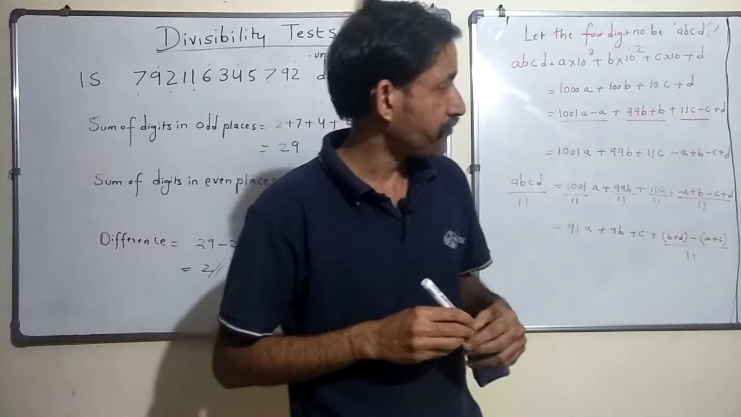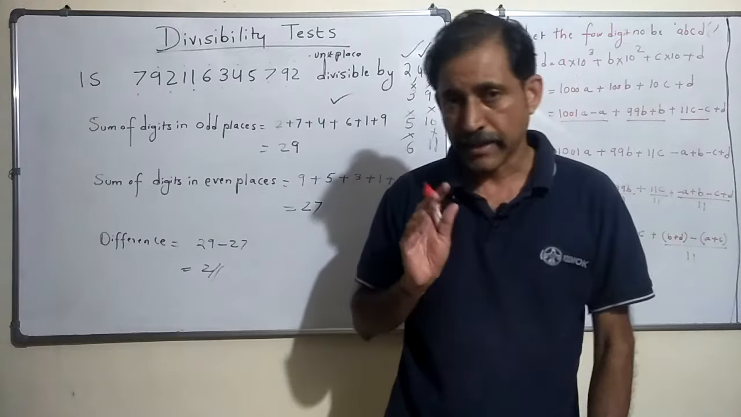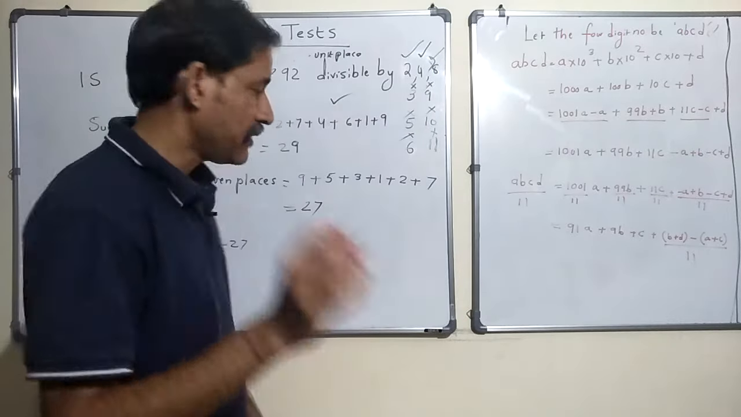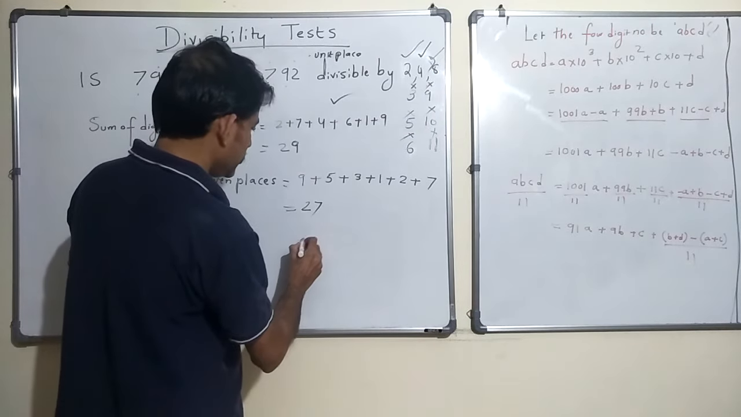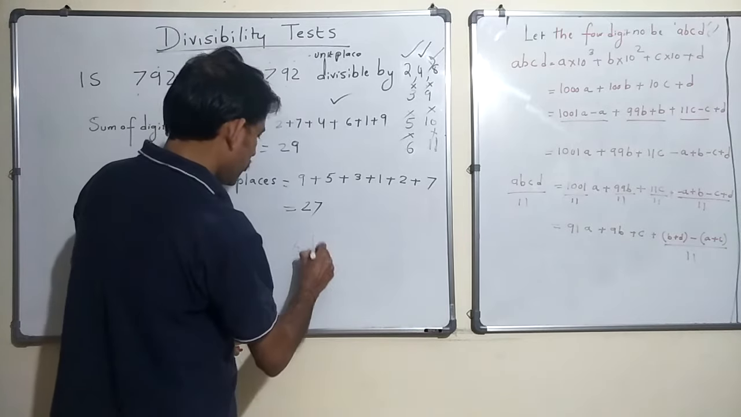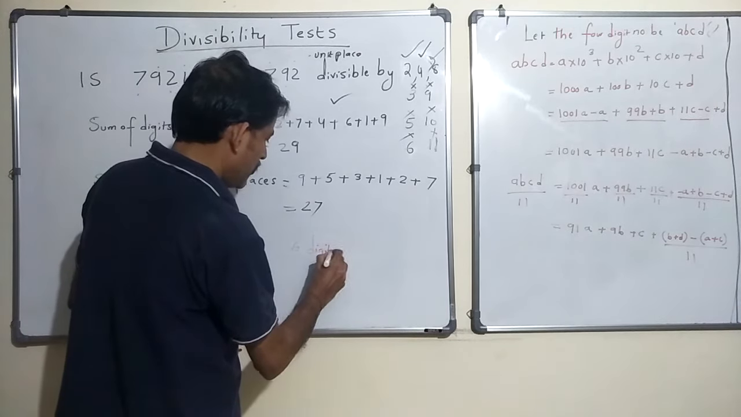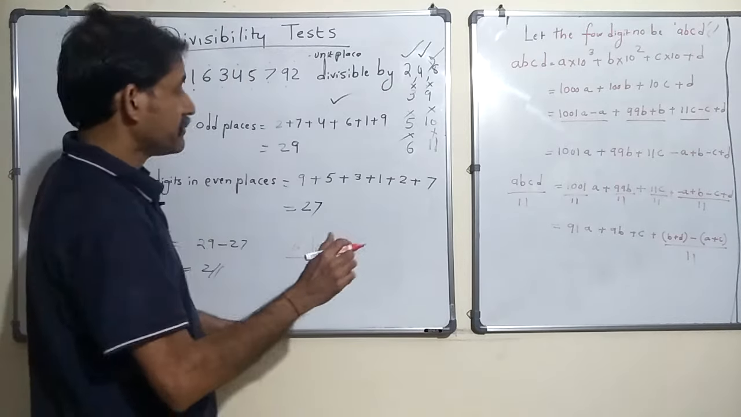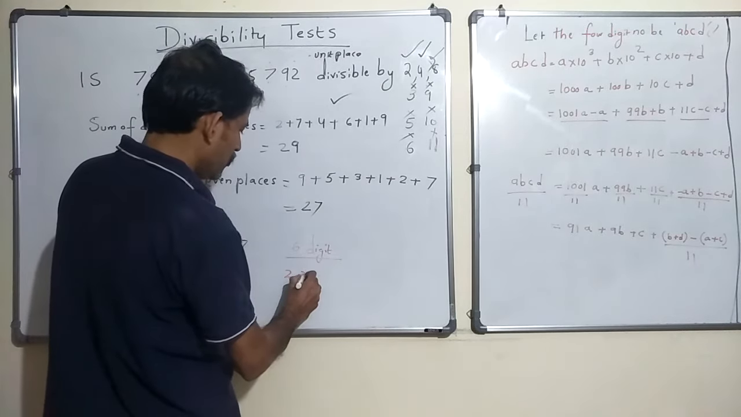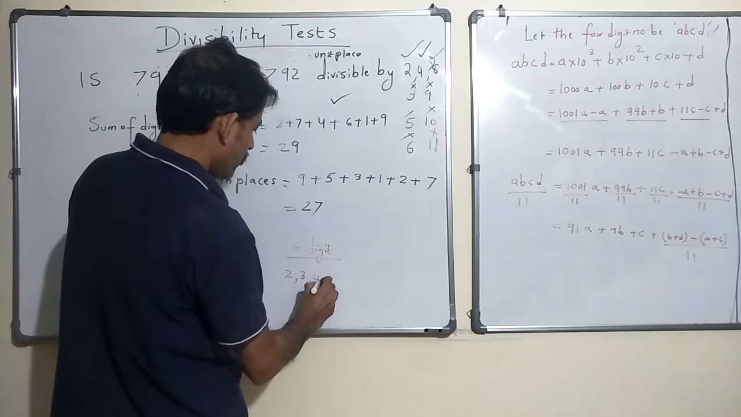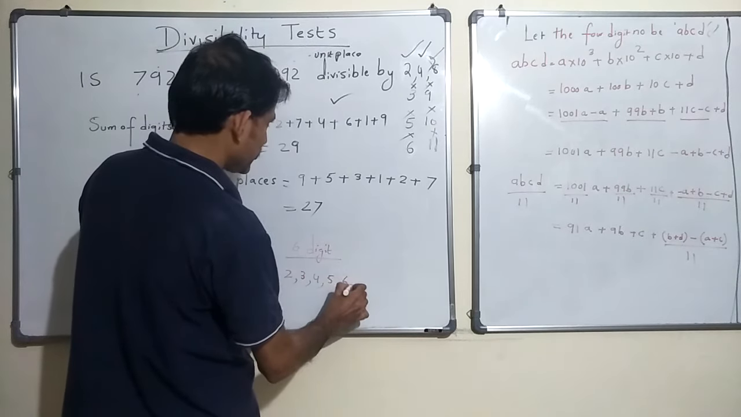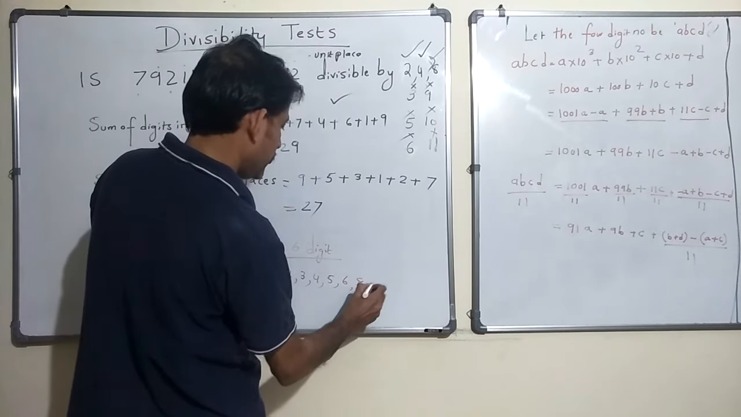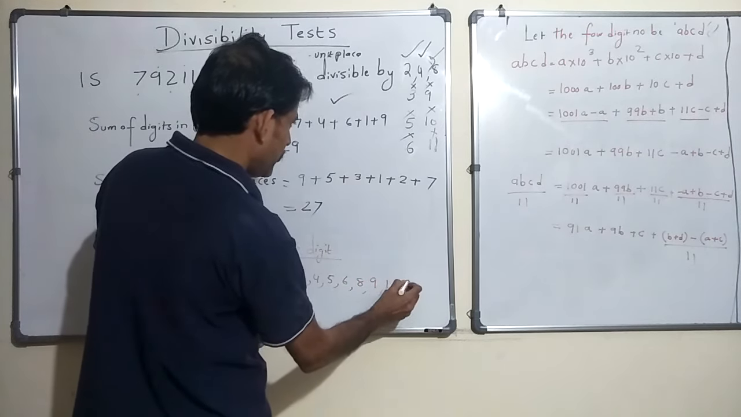And second thing is, can you come out with a number? Come out with a 6-digit number which is divisible by 2, 3, 4, 5, 6, 8, 9, 10 and 11.